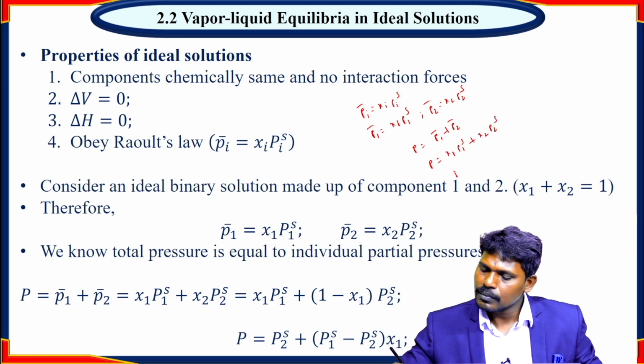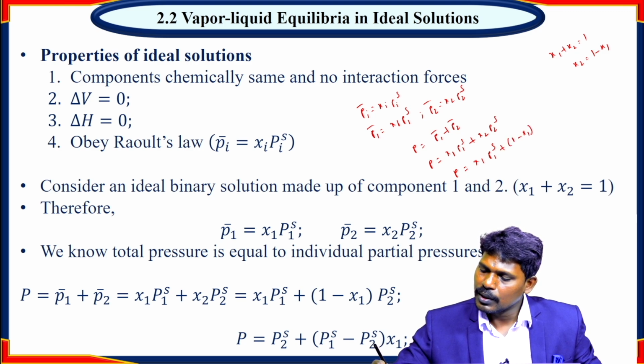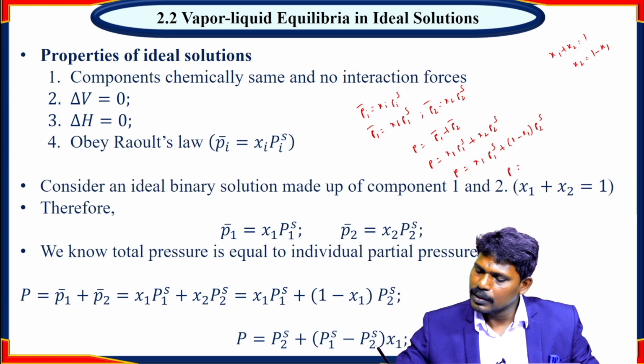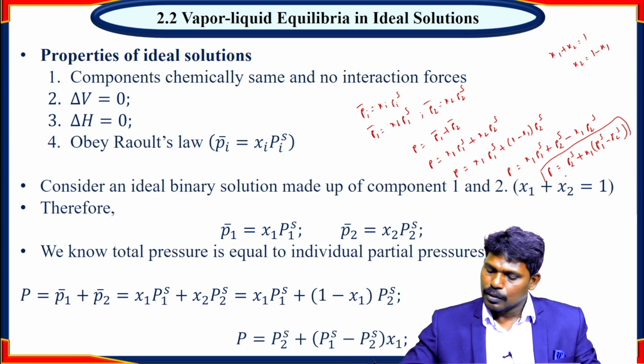Now P is equal to X1 P1s plus X2 P2s. We already know X1 plus X2 is equal to 1, so X2 is equal to 1 minus X1. Substitute that: plus (1 minus X1) P2s. P is equal to X1 P1s plus, multiplying the bracket, P2s minus X1 P2s. Now P is equal to P2s plus, taking X1 common in both expressions, X1 times (P1s minus P2s). This is the total pressure.